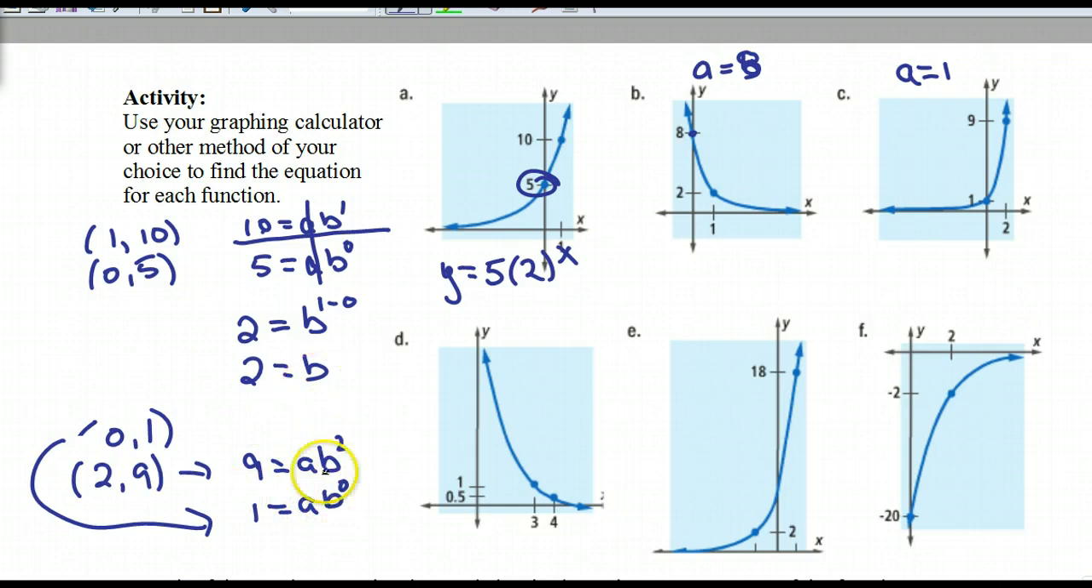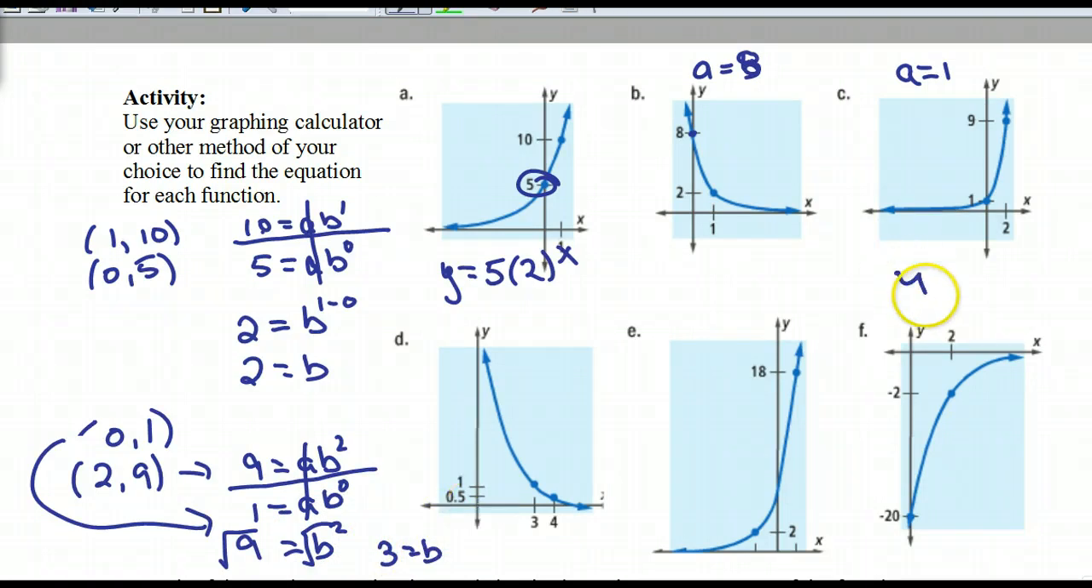Wait, are we doing B or? We're doing C right now. Okay? So if I'm going to divide these two, I have 9 divided by 1, which is 9. Yes. The a's cancel, and b to the 2 minus 0 is 2. So you need to take the square root of both sides. B is 3. Okay? So y equals 1 times 3 to the x power.